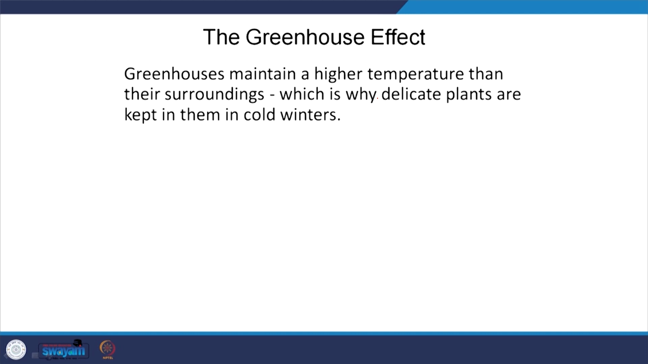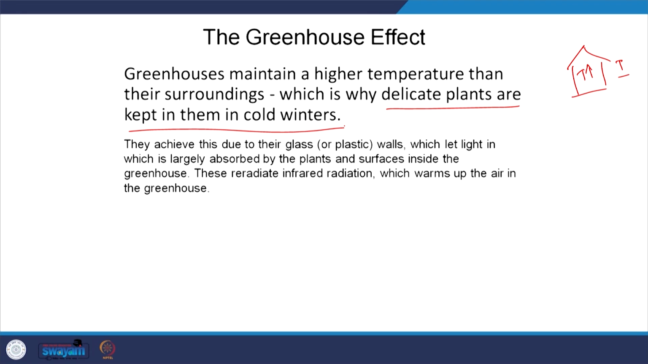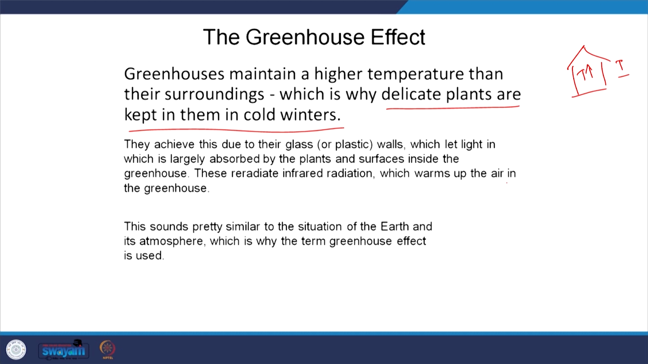Now, what is a greenhouse? Greenhouses maintain a higher temperature than their surroundings. You have a greenhouse, and the temperature inside is relatively larger than the temperature outside. Why should you have a greenhouse? So that you can put delicate plants inside in the cold winter, so that they can sustain the winter. They achieve this due to their glass or plastic walls which let light in, which is largely absorbed by the plants and the surfaces inside the greenhouse. These radiate infrared radiation which warms up the air in the greenhouse. This sounds pretty similar to the situation on the earth and in its atmosphere, which is why the term greenhouse effect is used.